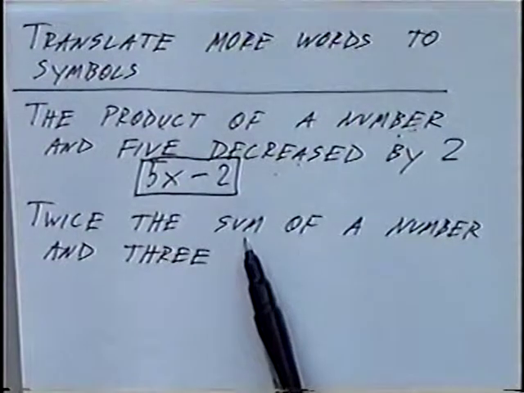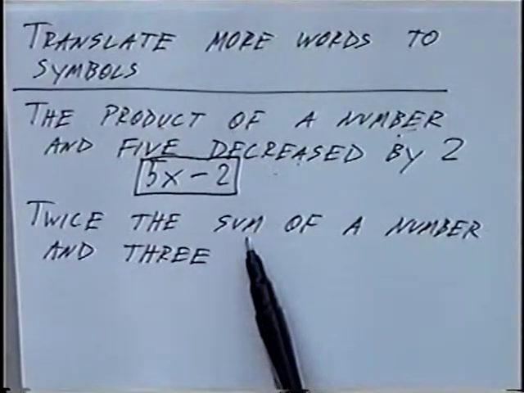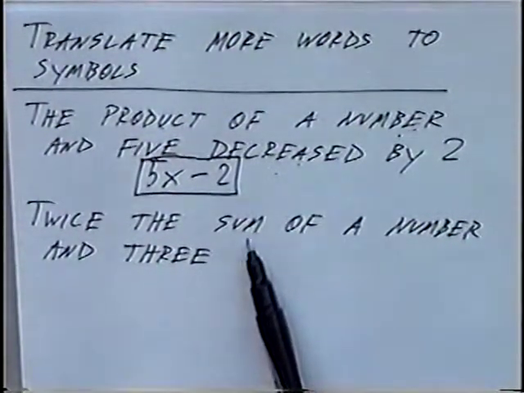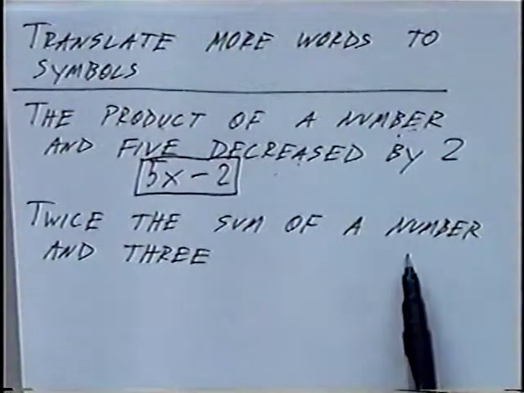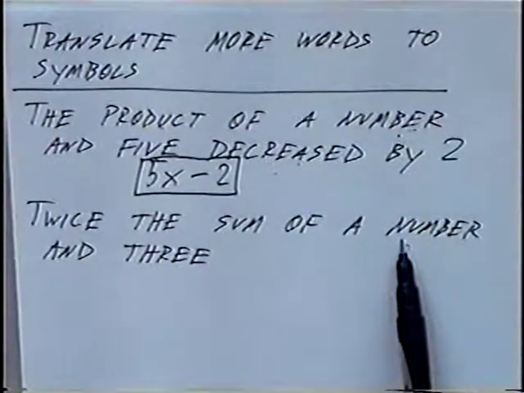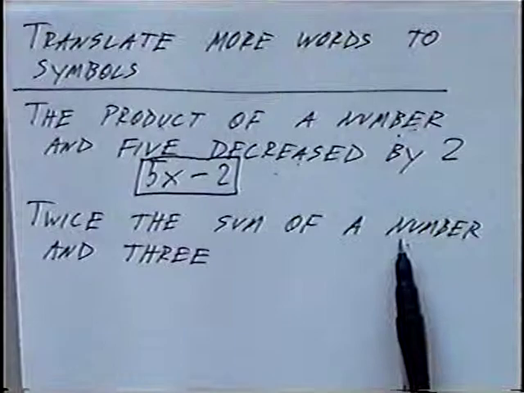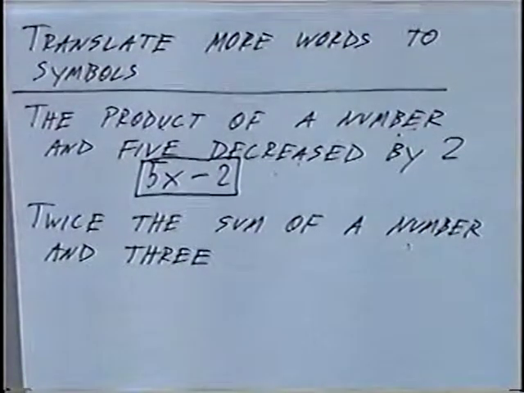The sum is a mathematical operation, which means the addition of. So we'll be adding a number, which again, we do not know the number, we can use the variable x. We'll be adding x to the number 3.